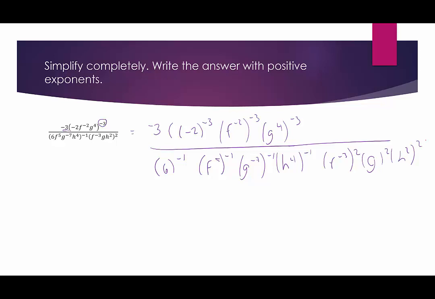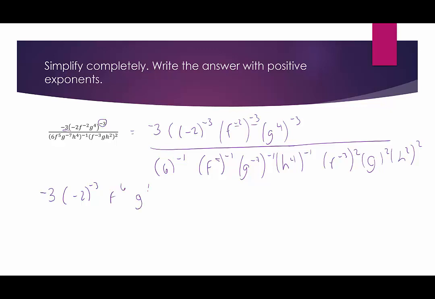So now everything's kind of separate. I want to just figure out what everything is using the power to a power. And we're going to get -3. Then we have -2 to the -3. I'll deal with that in just a second. Here we have power to a power. That's going to be f to the 6th.